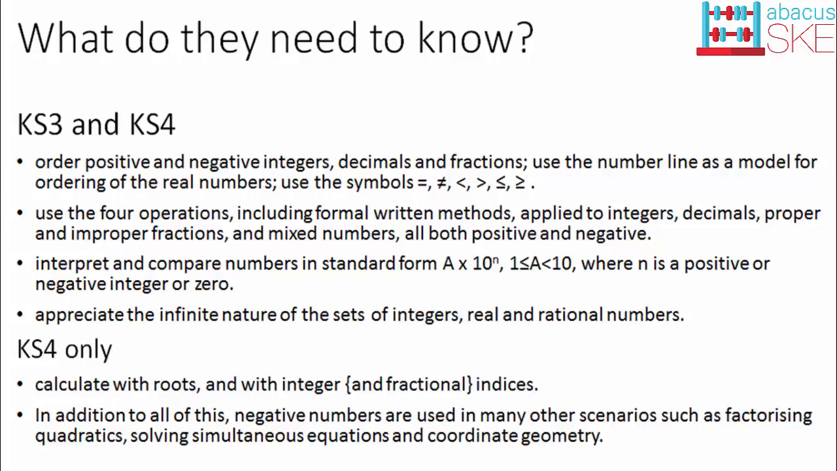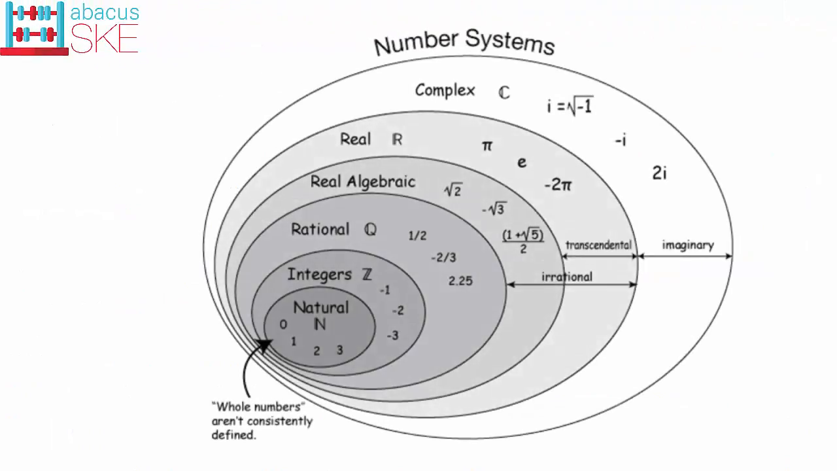Now, you'll see at the bottom of Key Stage 3 and Key Stage 4 this funny little sentence, the 4th line, which has suddenly appeared in the syllabus. Appreciate the infinite nature of the sets of integers, reals and rational numbers. Now this actually ties into the diagram which is just on the previous slide. I mean, I've never seen any questions in the GCSE up to this day about anything like the infinite nature of the sets of integers, reals and rationals. That sounds really quite advanced.